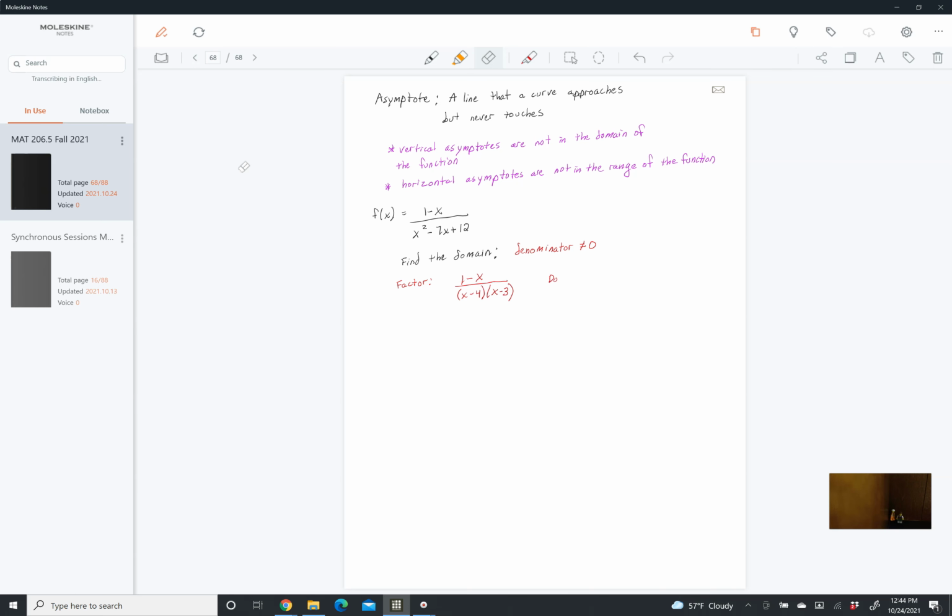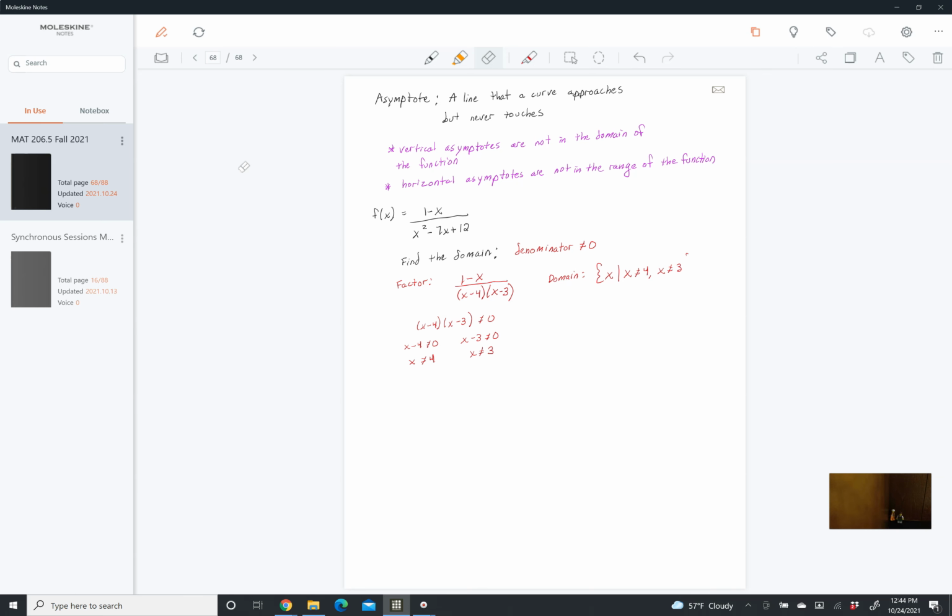So the domain, so we want x minus 4 times x minus 3 to not equal 0, which means x minus 4 can't equal 0, and x minus 3 can't equal 0. Or x can't equal 4, and x can't equal 3, right? So we're factoring it. So our domain is x as long as x is not equal to 4 and x is not equal to 3.